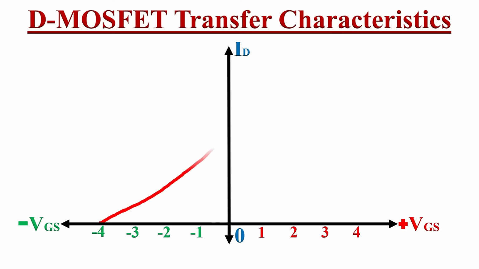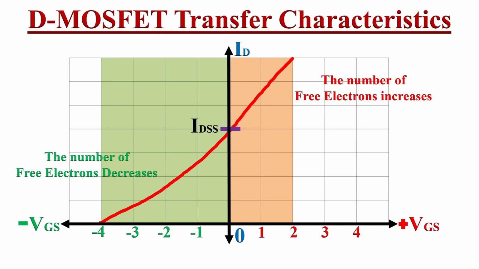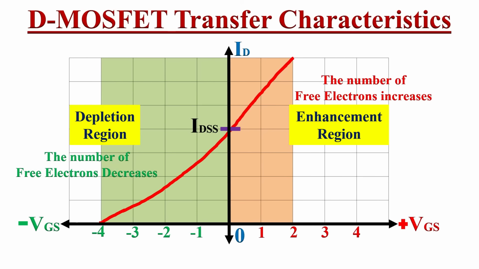Here we will get the value of output current ID for the negative and positive values of VGS. So due to this, the curve will extend towards both sides. As we have seen, whenever VGS is positive, the channel width or number of free electrons in the channel will increase, and whenever VGS is negative, the channel width or number of free electrons in the channel will decrease. Hence this region where VGS is positive is known as enhancement region, and this region where VGS is negative is known as depletion region.